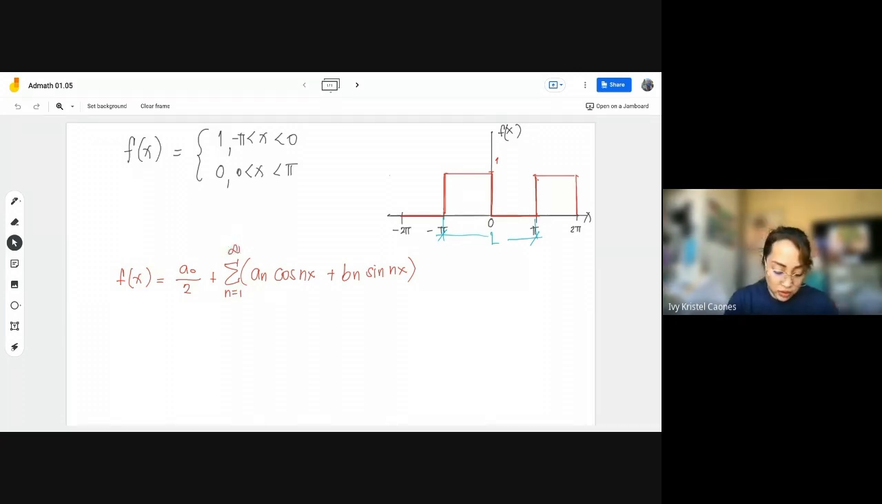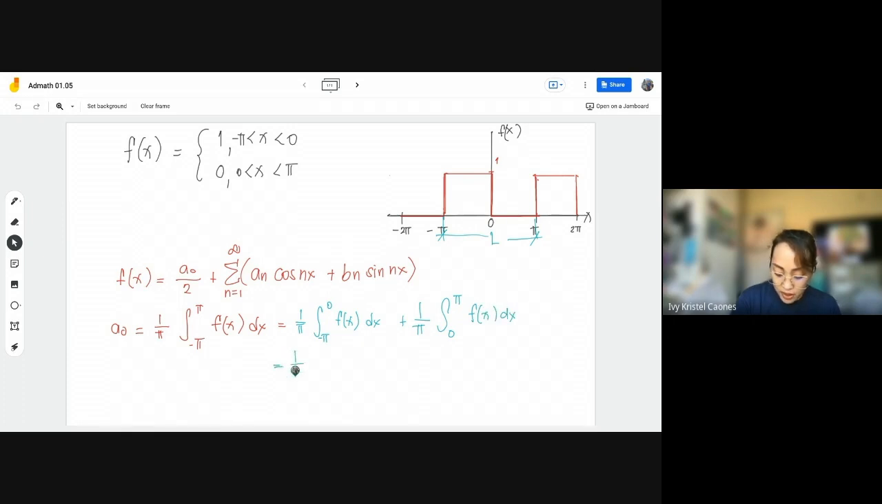So we have to find the values of a sub 0, a sub n, and b sub n. a sub 0 is equal to 1 over pi integral of the period, so that one period will be from negative pi to pi, of function of x dx. Since we have two sets of function, one in this portion and 0 at this portion, it can be divided into two parts, so that will be 1 over pi integral from negative pi to 0 of function of x dx plus 1 over pi integral from 0 to pi of function of x dx.